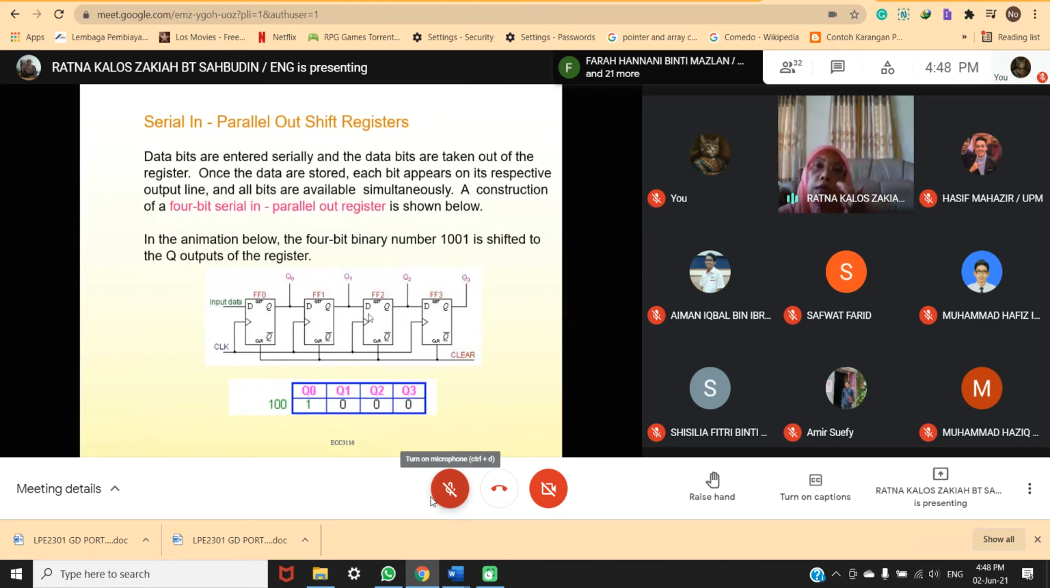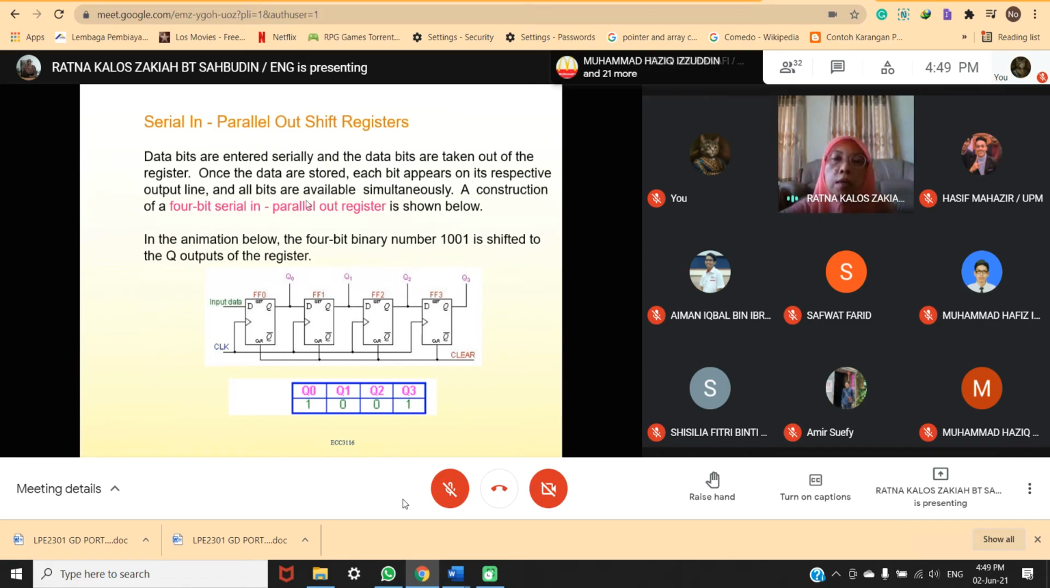So this is the serial in, parallel out shift register. Data bits are entered serially and the data bits are taken out at the register. Once the data are stored, each bit appears on its respective output line and all bits are available simultaneously. A construction of a 4-bit serial in, parallel out register is shown below.